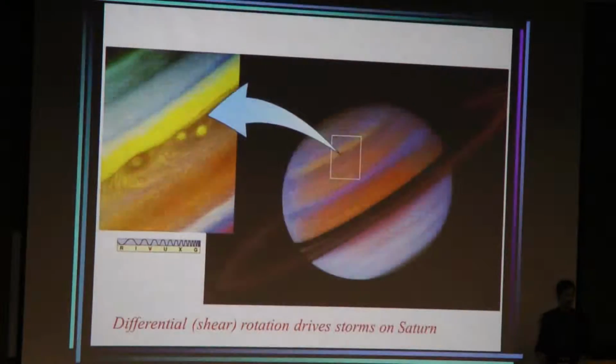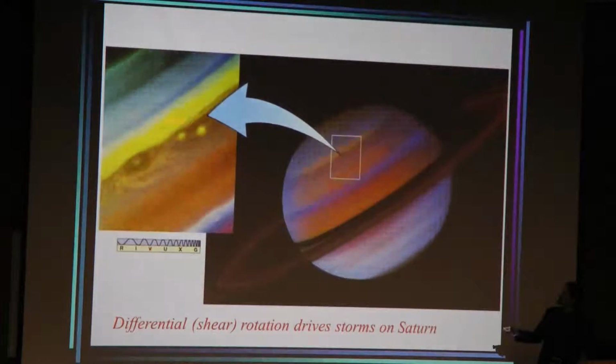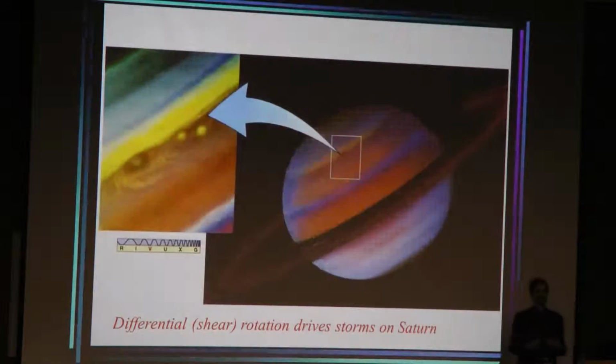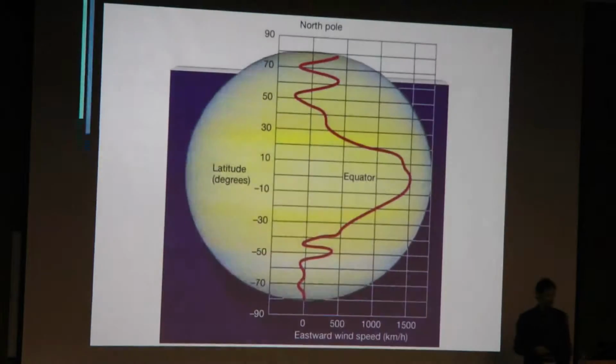This is a false color image that actually shows a little more dramatically the color variations, but we can see the shear motions, and we can see that the shear motions drive storms, just like what we saw when we looked at Jupiter.